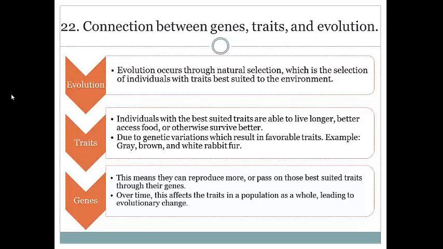This means that these individuals are able to reproduce more. So in other words, they're able to pass on those best suited traits through their genes. So over time, the population will be affected as a whole. So the frequency of certain traits will change depending on which traits best match the environment. So this will lead to evolutionary change.